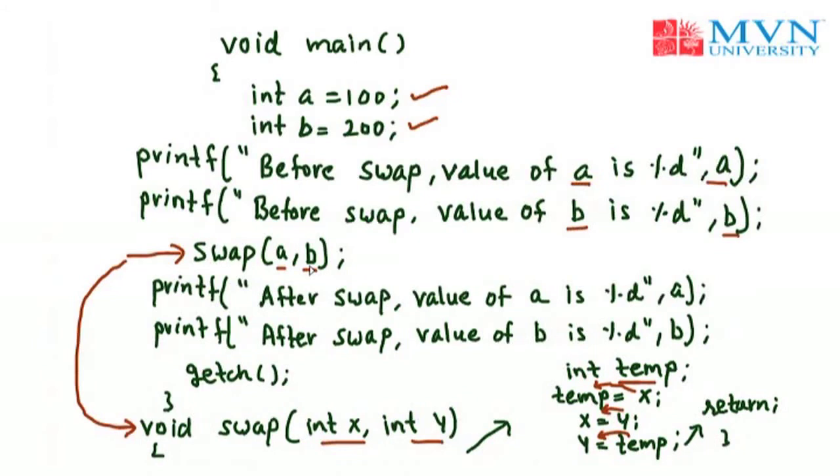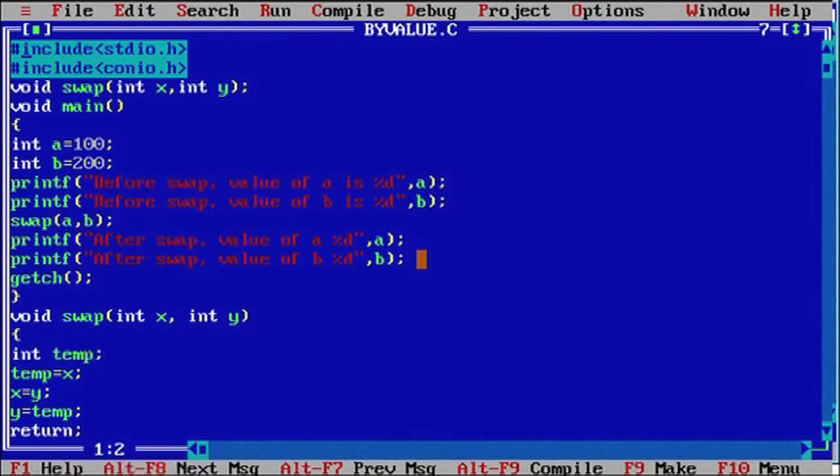Let's run this program on Turbo C software. This is the same program which we have discussed. We include the two header files, declare the function swap, then in the main function we initialize two variables a and b, print the values of a and b before swapping, then call the function swap, then after swapping the values of a and b are printed. Here we define the swap function where the values of x and y are swapped using the variable temp.